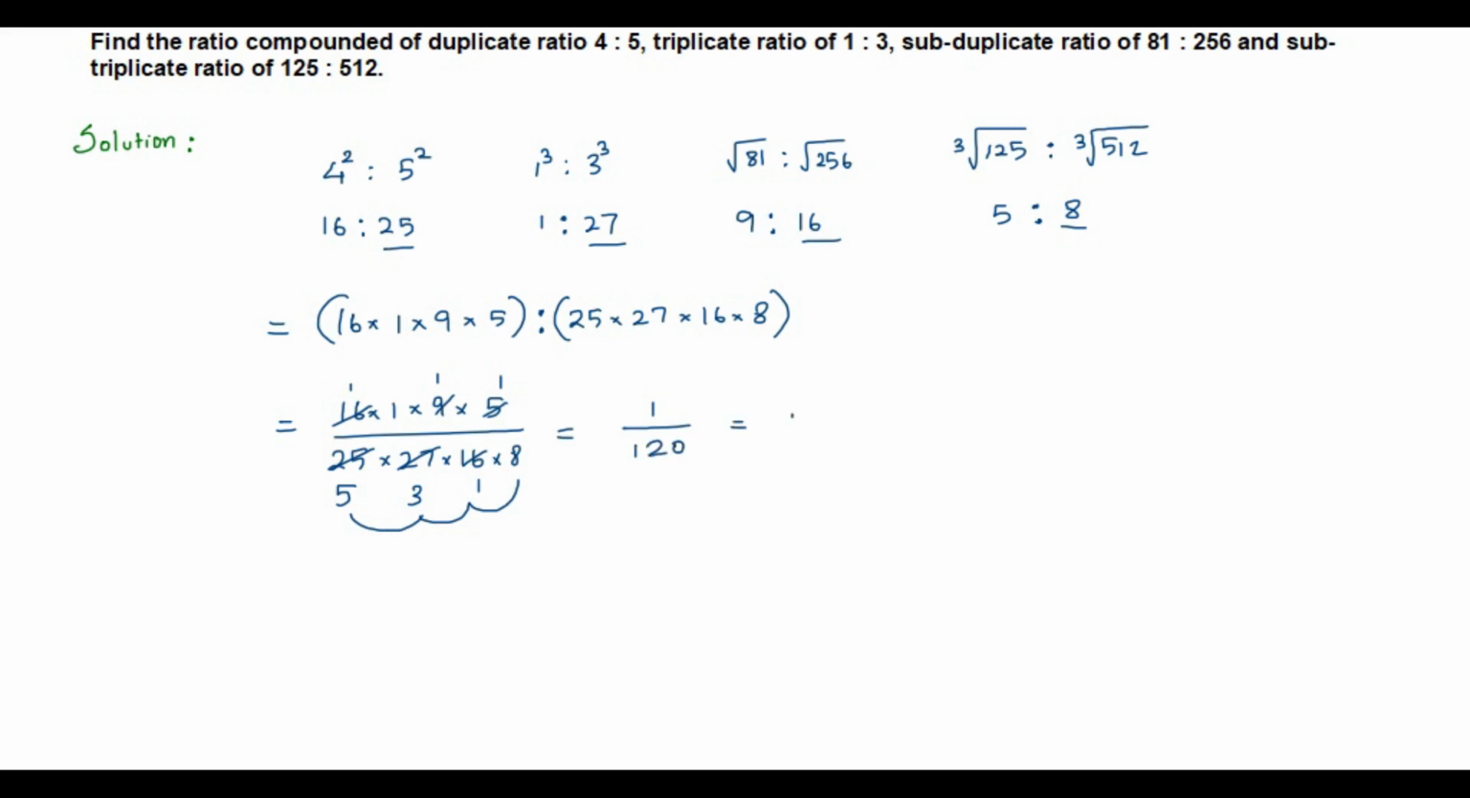Now we can write this fraction as a ratio, that is 1:120. So this is the ratio compounded of duplicate ratio of 4:5, triplicate ratio of 1:3, sub-duplicate ratio of 81:256, sub-triplicate ratio of 125:512.